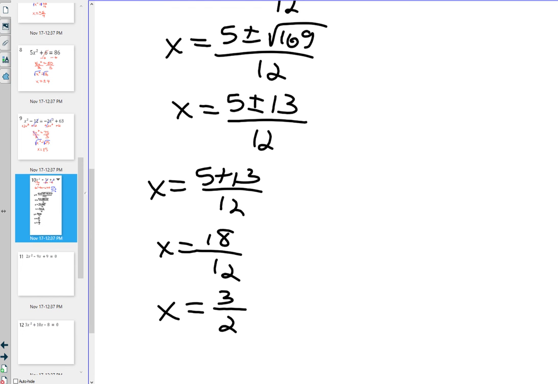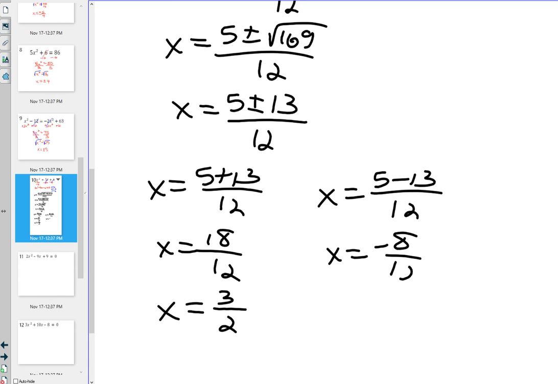And then we also get 5 minus 13 over 12, which gives me negative 8 over 12, which again cannot be divided. It has to be reduced. You can reduce it by 4, which gives you negative 2 over 3.